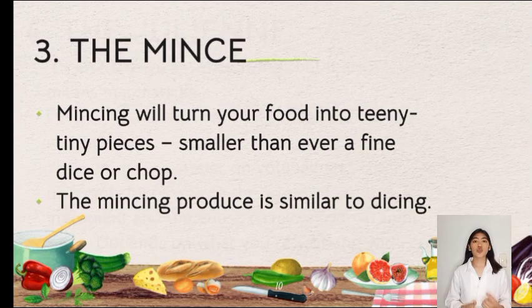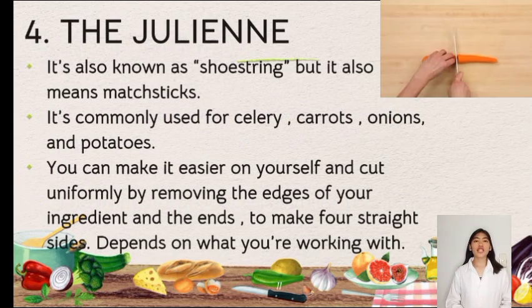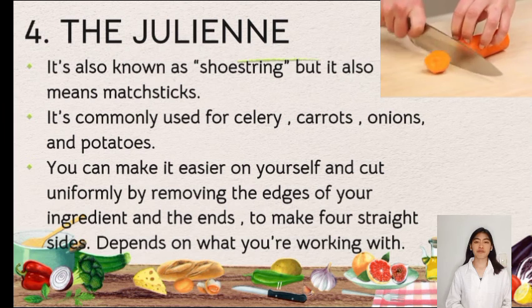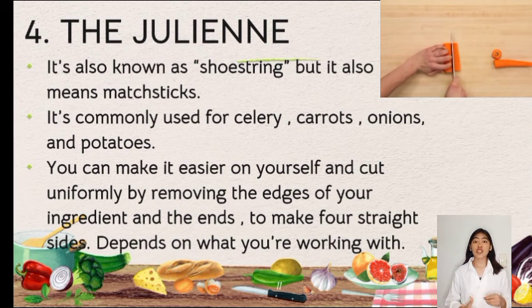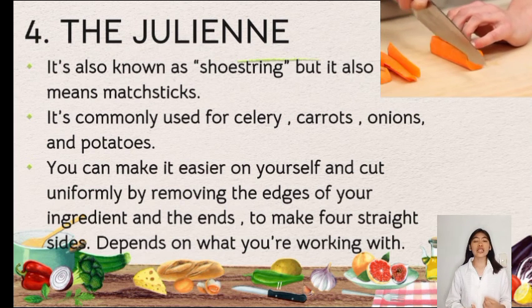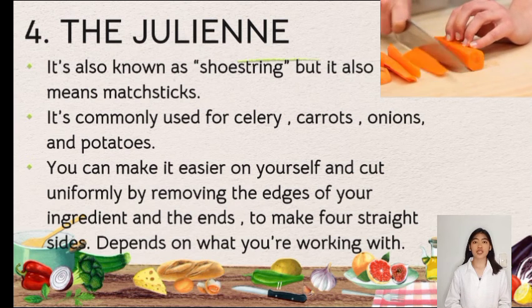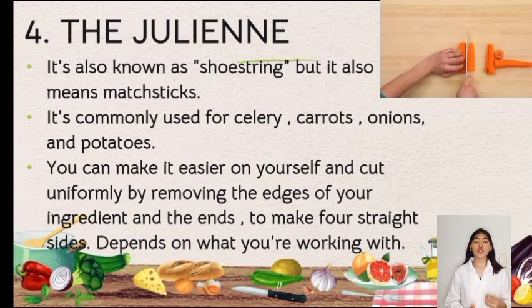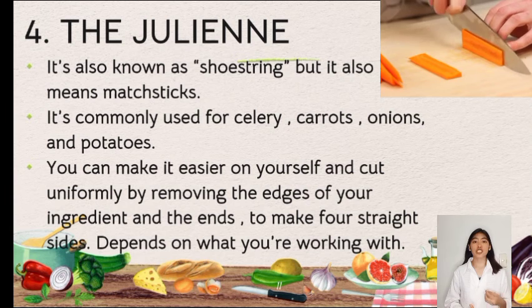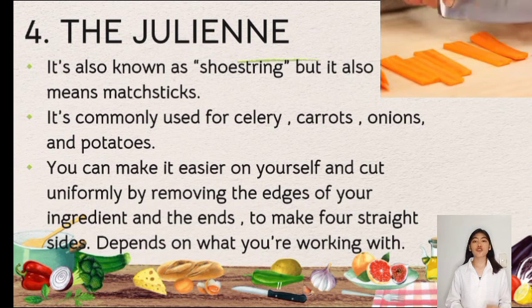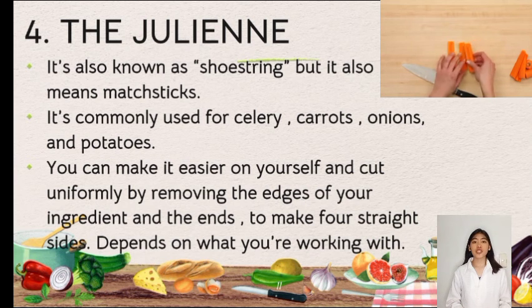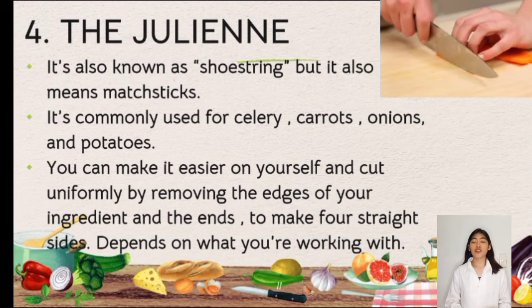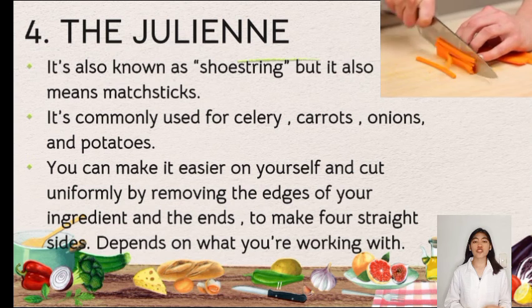Fourth is the julienne. Julienne is also known as shoestring, but it also means matchsticks. So the technique involves cutting ingredients into long and very thin strips which look like matchsticks. It's commonly used for celery, carrots, onions, and potatoes. Think of the great French fries you get from cutting potatoes in thin strips.